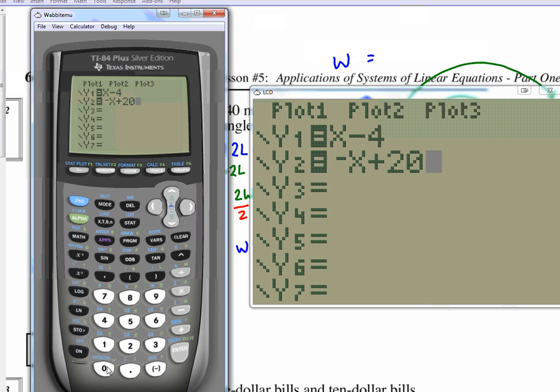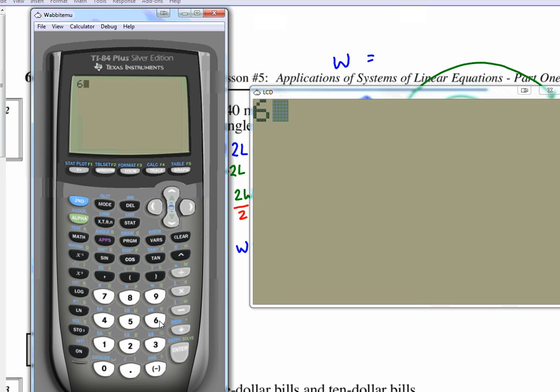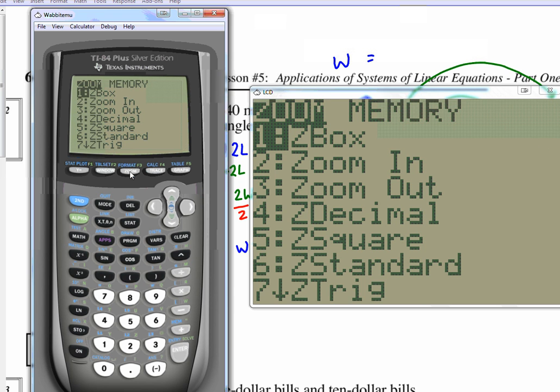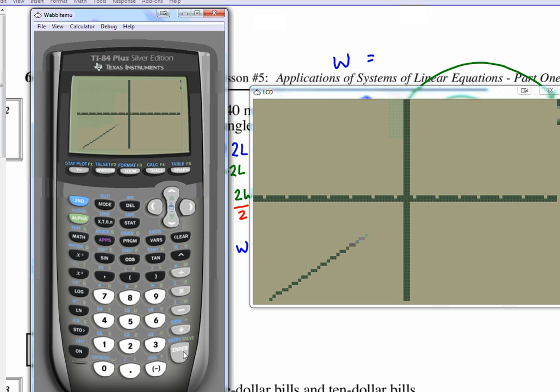Okay, we need to graph. So we push graph. Oh, if your windows are regular, zoom 6, will you see your intersection? No. So what do you have to do if you can't see the intersection? Change the windows. The quick way to do it is zoom out, which is zoom 3. And I love this part, you push zoom 3 and then students are like, Ms. Johnson, it's not working. Why? You have to push enter. I know. You have to push enter. Now you can find your intersection point.